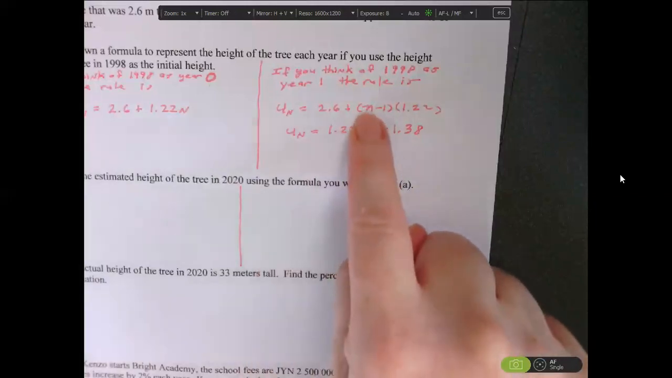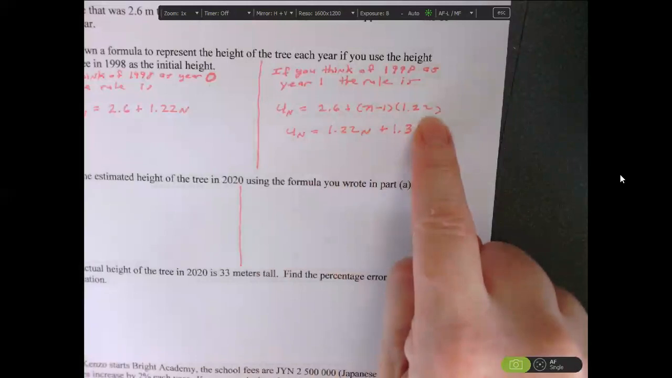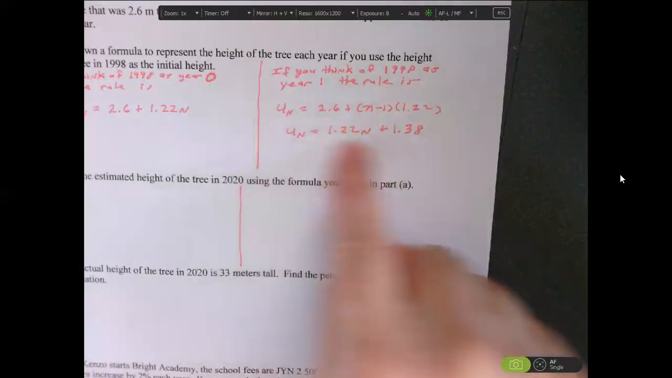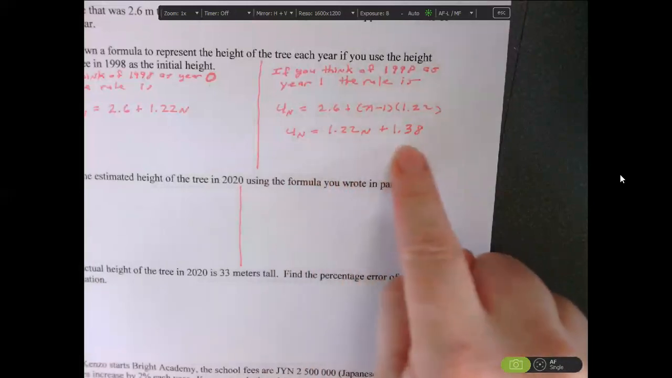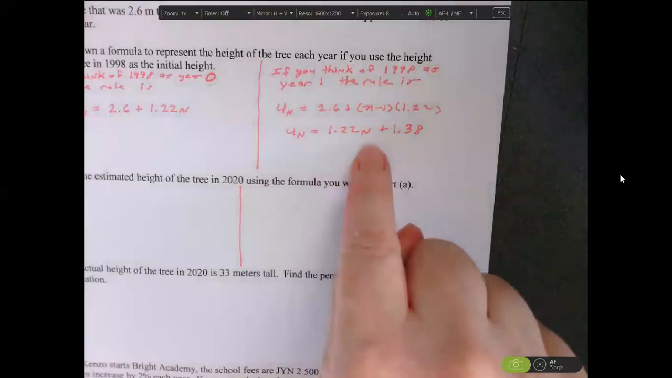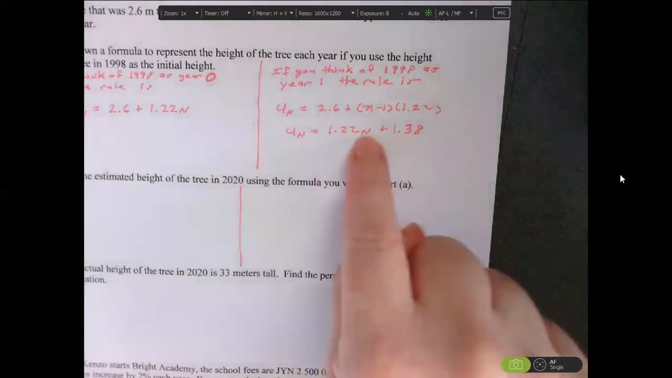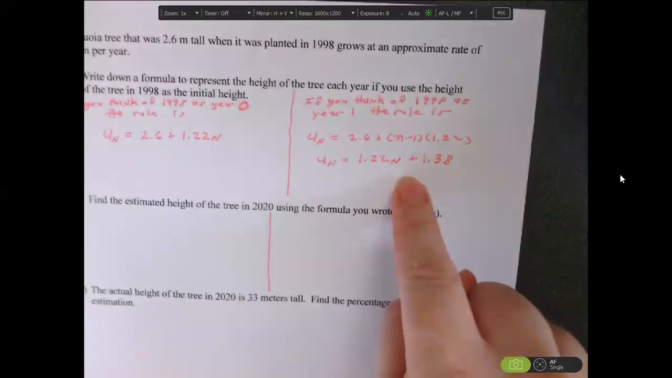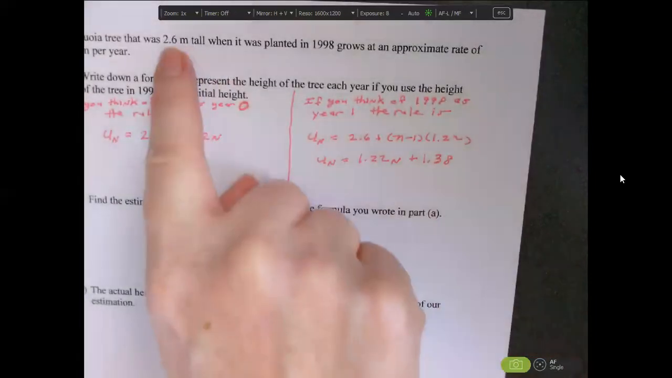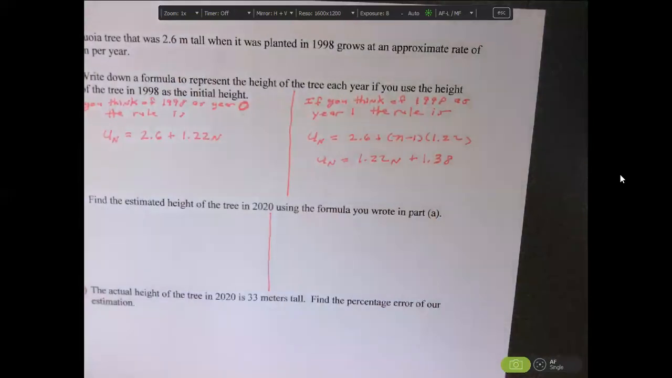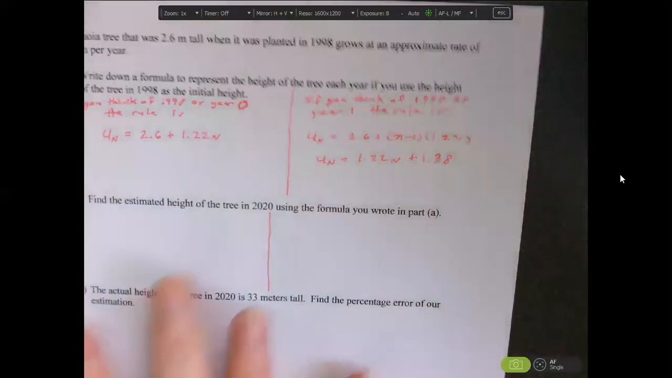But if you went this direction, then you do your n minus 1 times 1.22, and when you simplify it, you should get u sub n equals 1.22n plus 1.38. How do I check it? Well, if you're saying year one is the initial height, if I put 1 in for n, I do indeed get what it started off being, which is 2.6. So again, to some degree, it's your point of view.